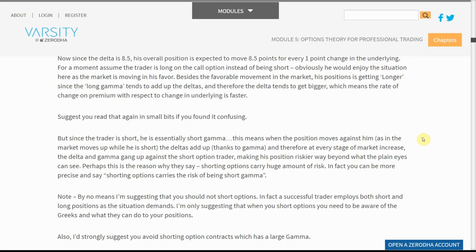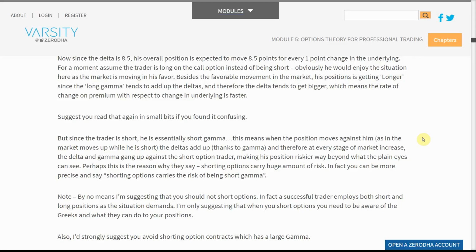But since the trader is short, he is essentially short gamma. This means when the position moves against him, as in the market moves up while he is short, the deltas add up thanks to gamma, and therefore at every stage of market increase, the delta and gamma gang up against the short option trader, making his position riskier way beyond what the plain eyes can see. Perhaps this is the reason why they say shorting options carry a huge amount of risk. In fact, you can be more precise and say shorting options carries the risk of being short gamma.